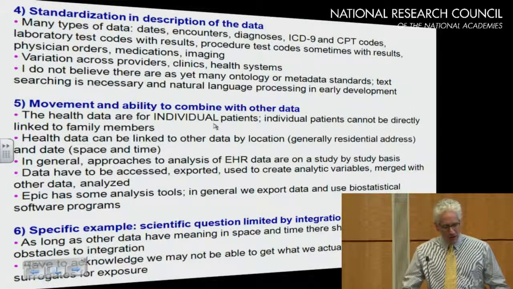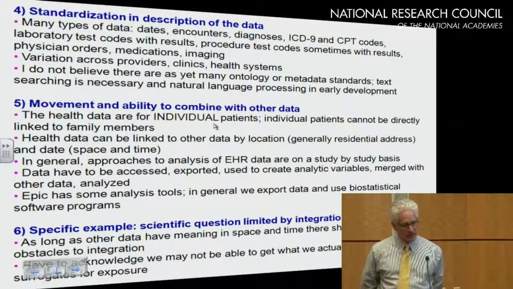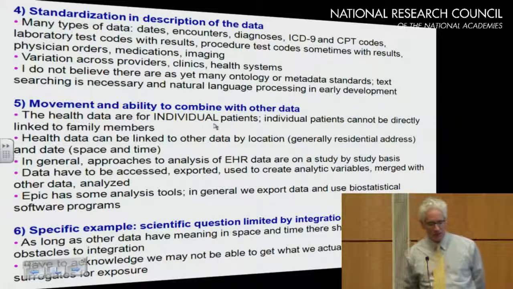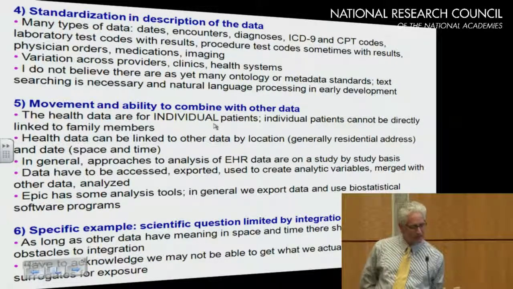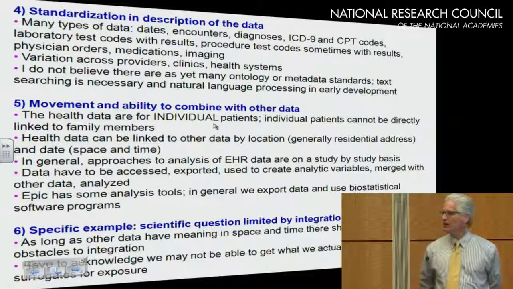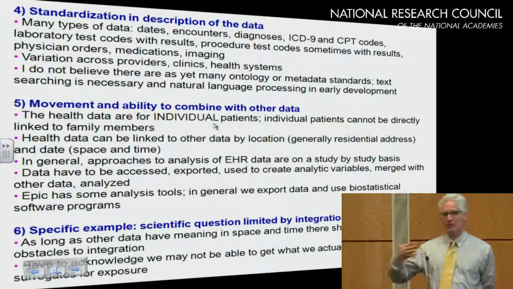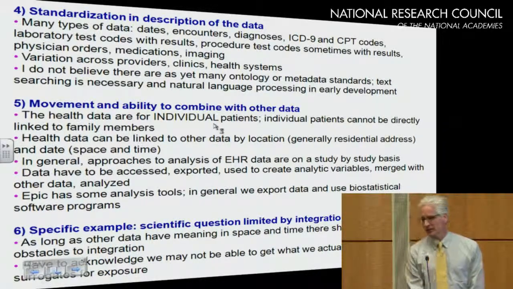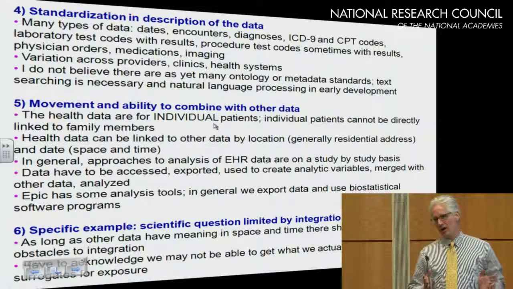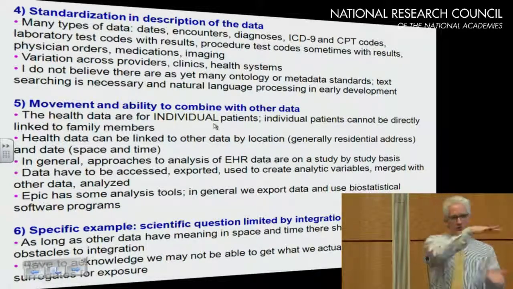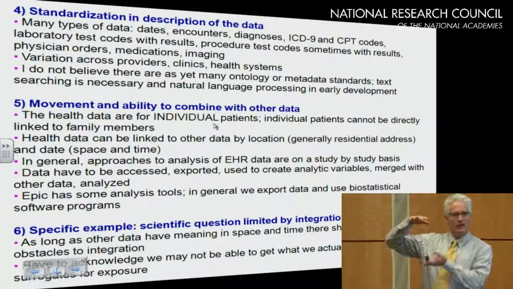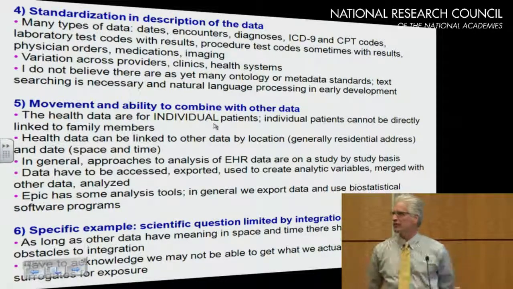In general, approaches to the analysis of EHR data are on a study-by-study basis. Data have to be accessed, exported, used to create analytic variables, merged with other data, and then analyzed. EPIC, the program in which the electronic health record is organized, has some analysis tools, but in general, we export the data. Most of the HMORN members who do research have the clinical encounter in EPIC. They have the virtual data warehouse as a way station, and then you use that to export to researchers for the work.